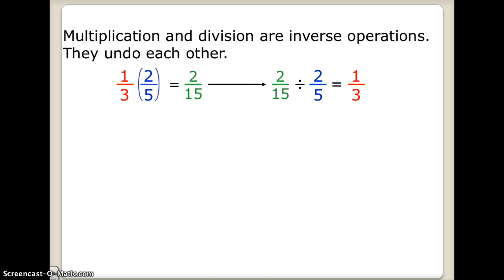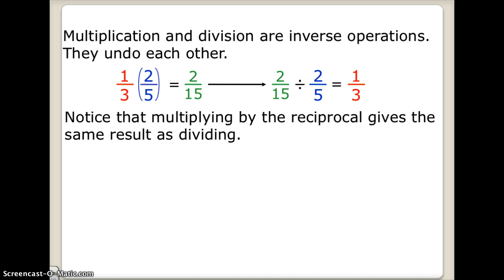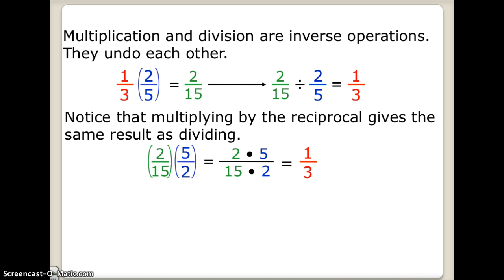Keep in mind that 1/3 times 2/5 equals 2/15. We could undo that with division and say 2/15 divided by 2/5 equals 1/3. Multiplying by the reciprocal gives the same result as dividing. So 2/15 times 5/2 is 1/3. And 5/2 is the reciprocal of 2/5. So rather than dividing fractions, because it doesn't always come out nicely, we can always multiply by the reciprocal.